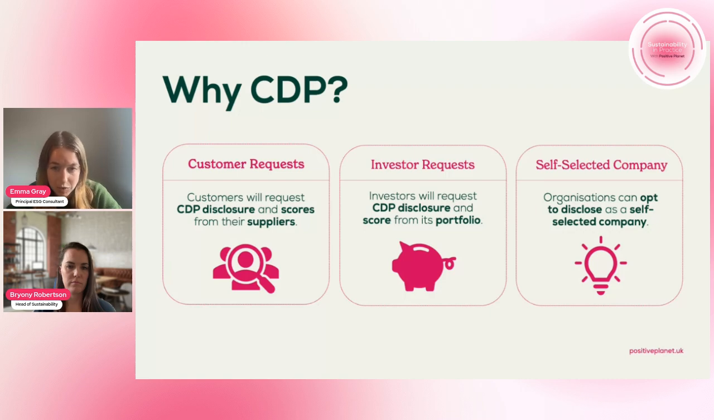And finally, you've got the self-selected route. This is where organisations can opt to disclose on a voluntary level. No one's asking you to do it, but perhaps you want to start reporting against a third party or a best practice external questionnaire.